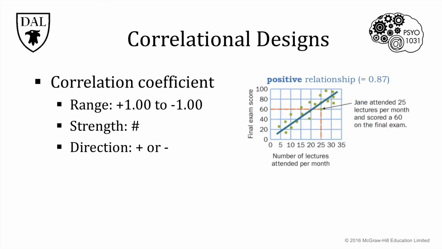This figure is similar to the last one, but notice that we've replaced shoe size on the x-axis with the number of lectures attended per month. The data points on this figure show a positive relationship so that the values increase together in the same direction. This shows that there's a positive relationship between lecture attendance and final exam grades, with a correlation coefficient close to +1.